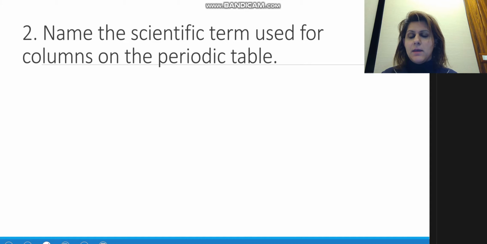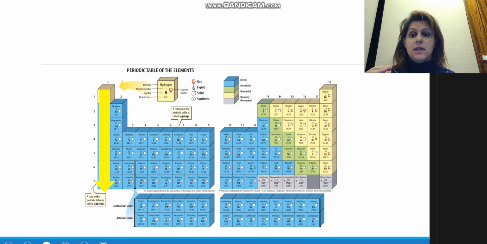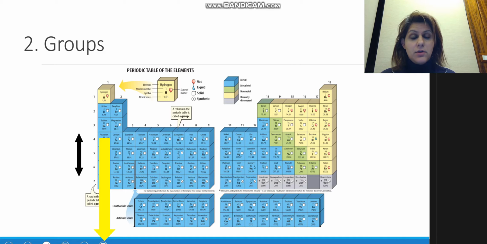Number 2. Name the scientific term used for columns on the periodic table. Now, again, the columns go from top to bottom, okay? You have 18 columns in the periodic table, known as groups. You have 18 groups in the periodic table.